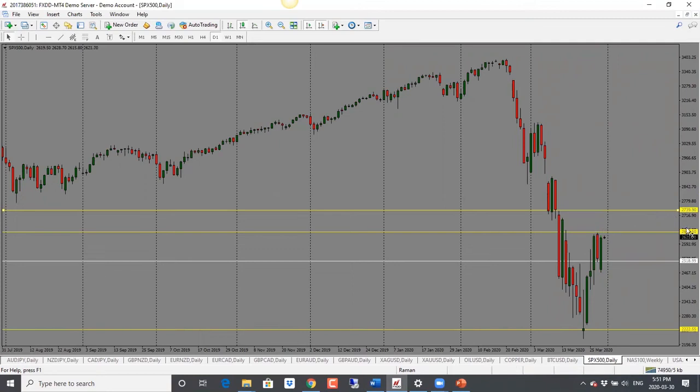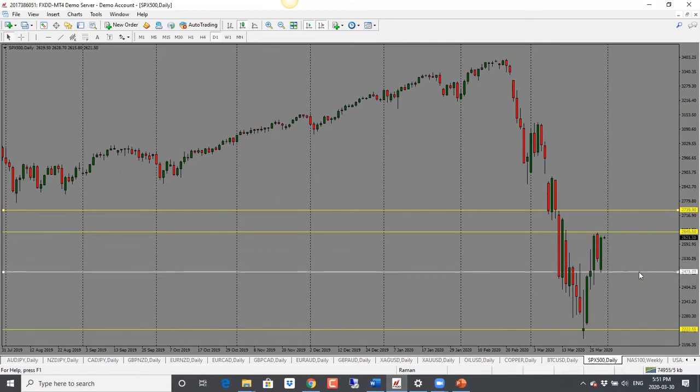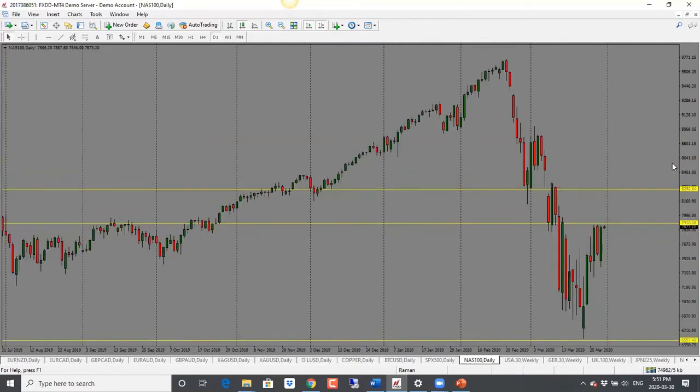So very important to keep an eye on 2650, but as long as it holds below, I'm looking for a drop. 2520 is the first target, and 2480 will be the second target. So bias for now is neutral for S&P 500. Same thing here for Nasdaq as well.